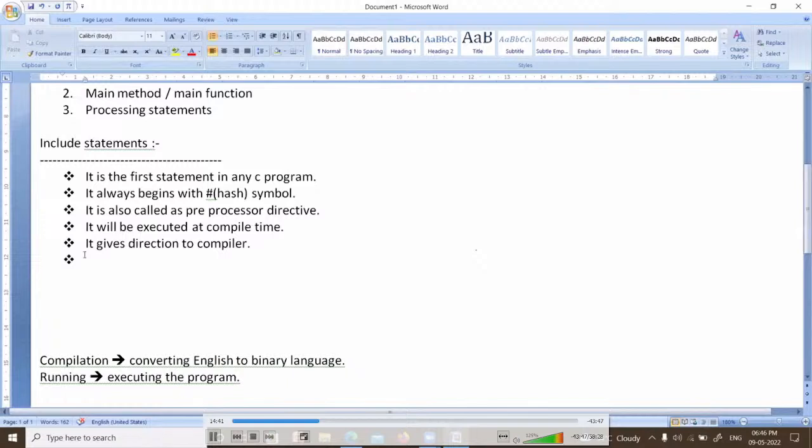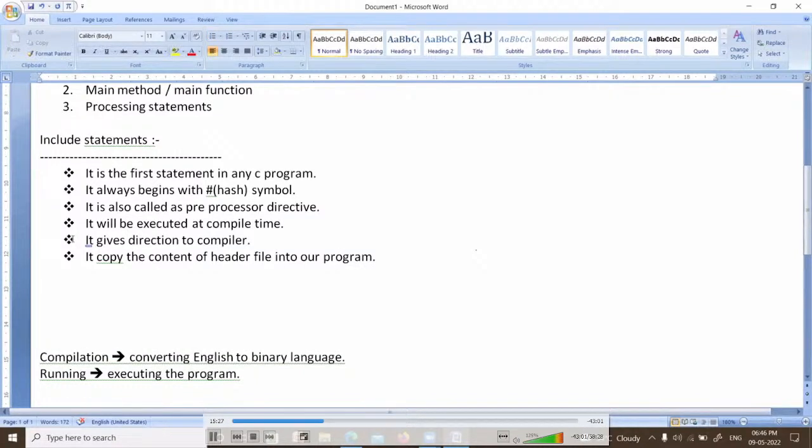Now, why do we have to write this main method? There are many statements in the program. At which line should the compiler start the program? That is very, very important. The compiler always starts the execution from the main method. So it is a compulsory method. You should write a main method compulsorily. It is very, very important. So what is the main method?